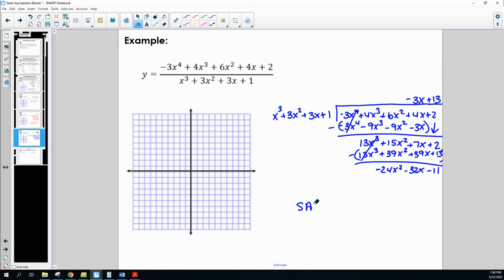So slant asymptote would be y equals negative 3x plus 13. And again, if I'm trying to graph this, I have a y-intercept of 13, so we'll just put that like here. Slope was negative 3, so we're going to go down 3 over 1, down 3 over 1, down 3 over 1, and I'm just going to fill in poorly, oops, pretend that that looks good, what this would look like.